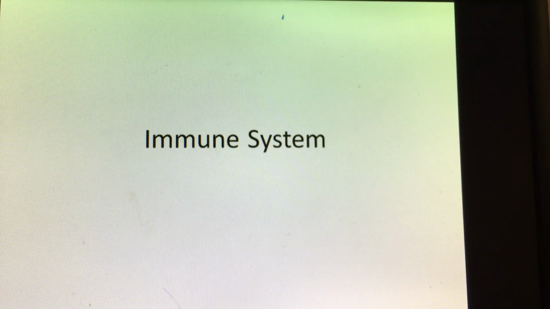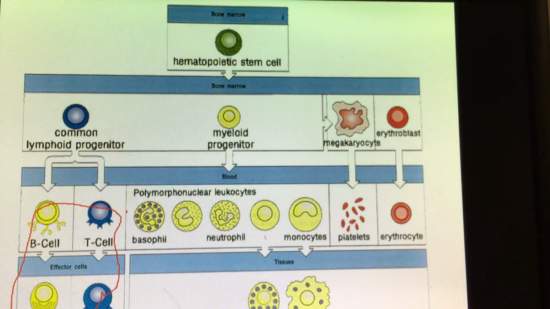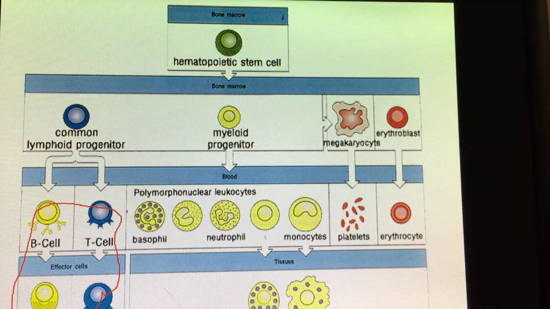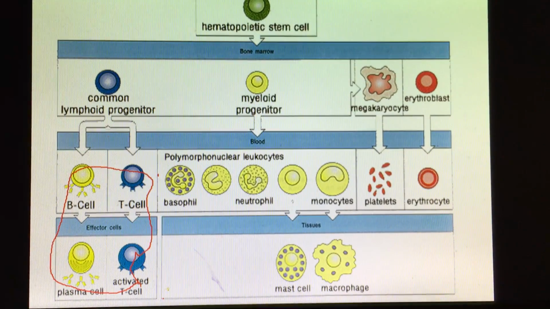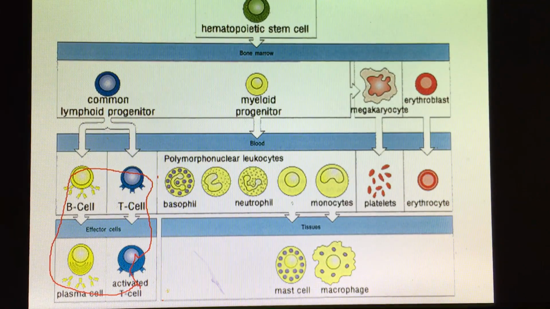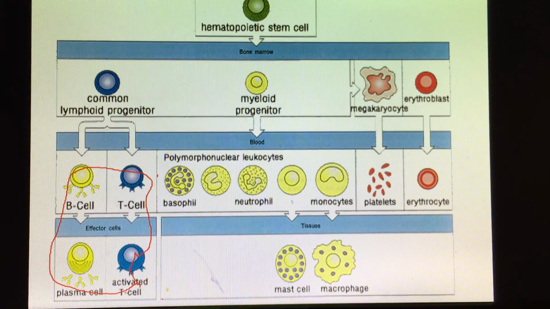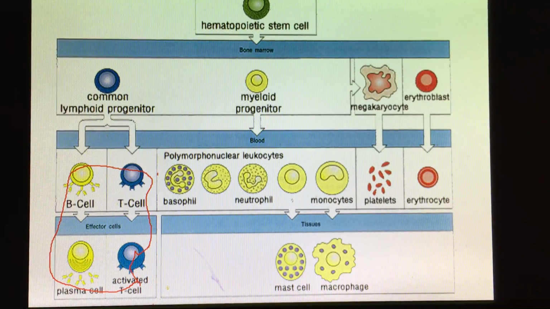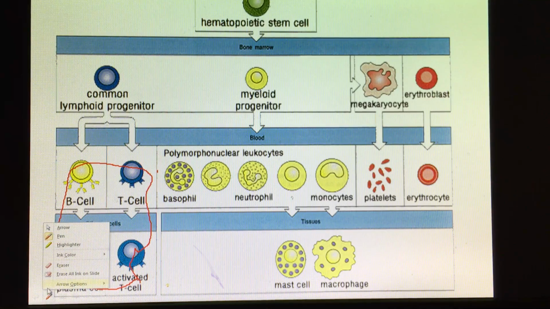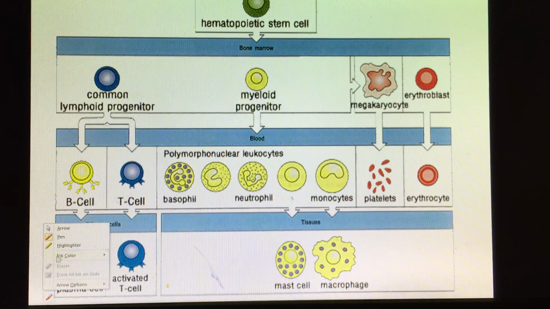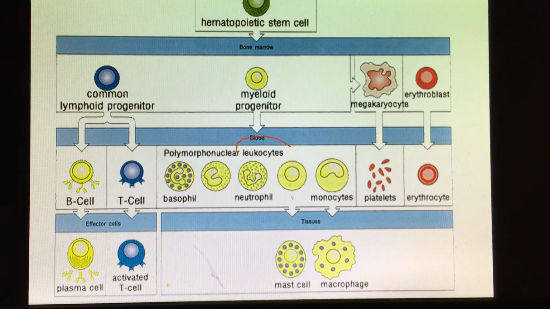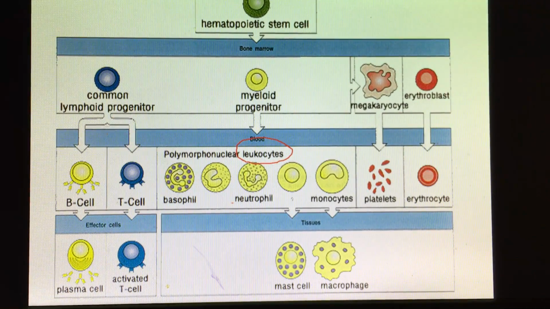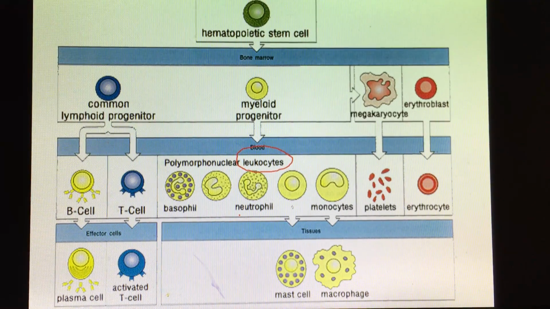In the immune system, we have a couple different kinds of white blood cells that play a role in our protection against pathogens. So we have our B cells and T cells that are going to be part of lymphocytes, which are very specific immune system cells. We also have our very general types of white blood cells, and these are called leukocytes. And in leukocytes, our main one is going to be neutrophils.